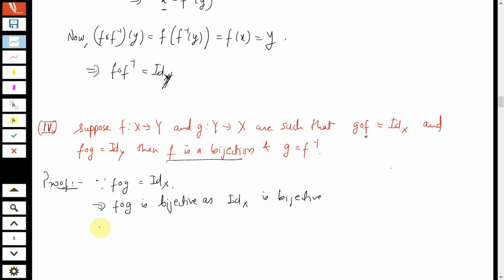Next, this implies that F composite G, I use the fact that F composite G is onto. In fact, here G is also a bijection, and since it's an inverse, it also follows from here, but from these two properties of F and G, G is also a bijection. That can also be proved simultaneously. So F composite G is onto implies that F is onto.